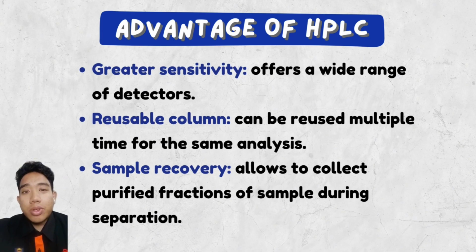Then, HPLC also has reusable columns. Why? Because they can be used multiple times for the same analysis. In that case, it can reduce the cost per analysis and minimize waste. Lastly, sample recovery. How? It allows you to collect a fraction of your sample during separation. This is achieved using a fraction collector, which automatically collects the eluent based on peak detection.